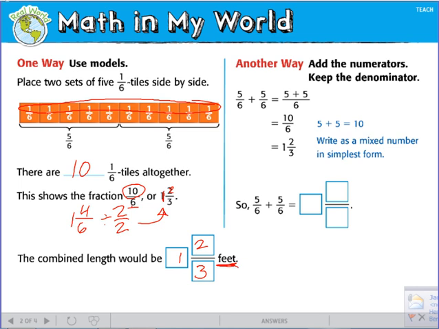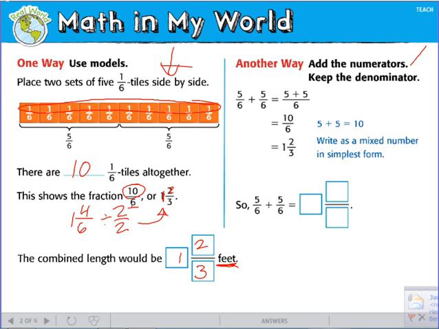feet. Don't forget when we do word problems, we need to make sure that we include what it is. 1 2/3 is not the answer here. 1 2/3 feet is the answer. Okay? All right. Now, we are not going to do this like this for our homework. Okay? We're not doing it this way.